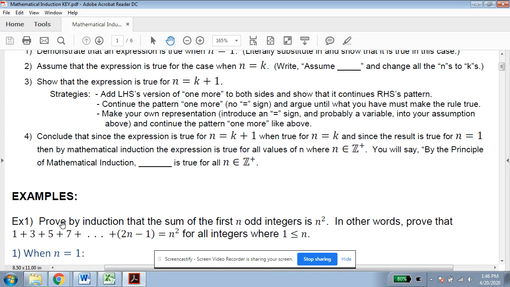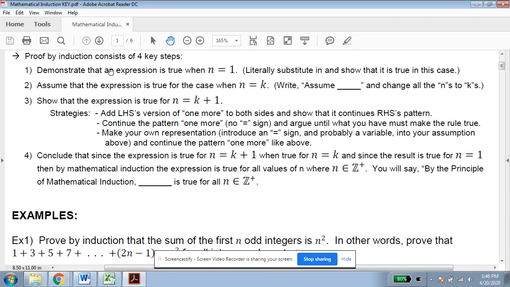So, first example, they want us to prove by induction that the sum of the first n odd integers is equal to n squared. So, in algebra terms, that would be 1 plus 3 plus 5 plus 7 up until 2n minus 1 equals n squared for all integers where n is greater than or equal to 1.